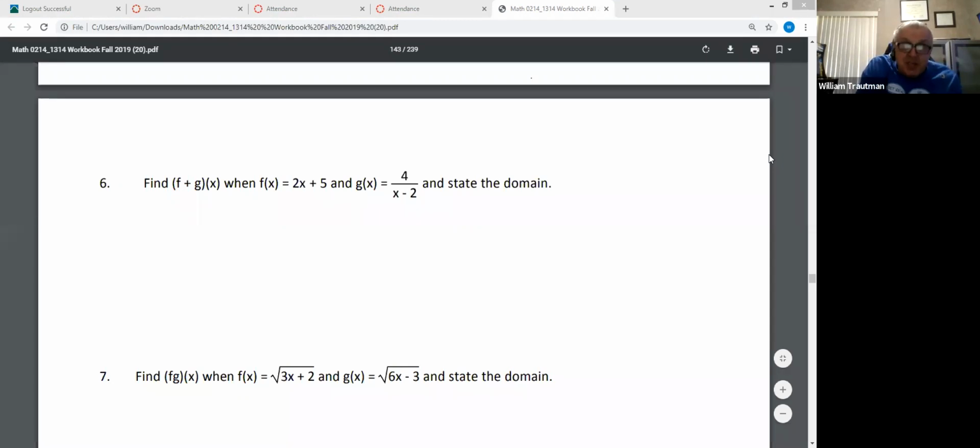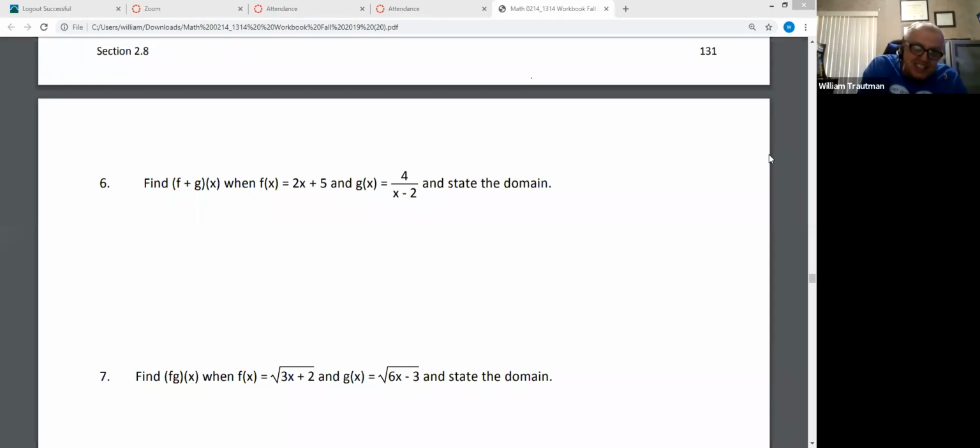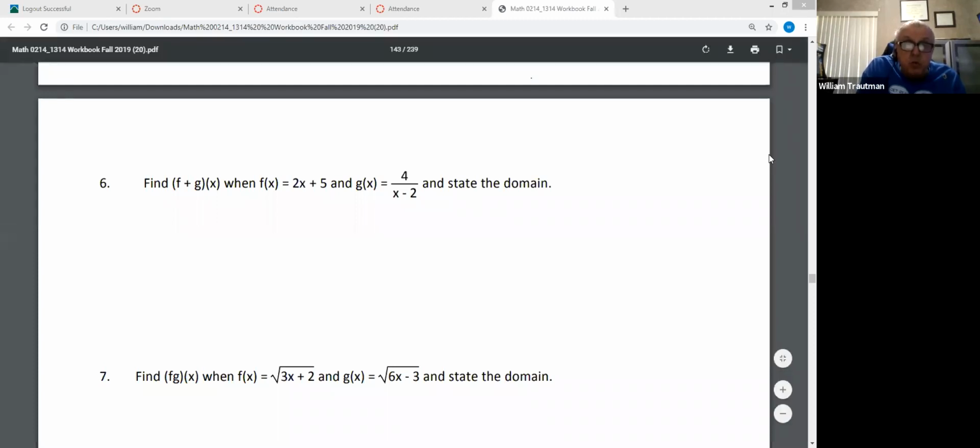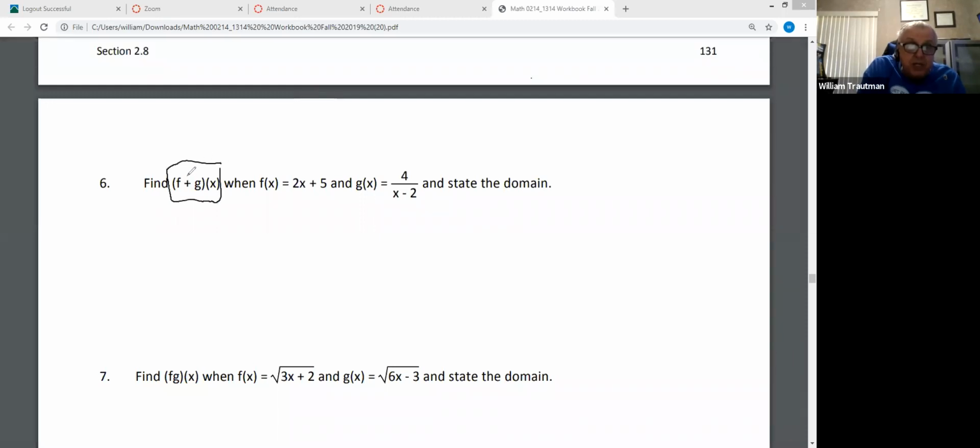All right, number 6. We're going to add these two functions together, but we're not plugging anything into the x. We're going to take f and just leave x there, and then take g and just leave x there and add them together.